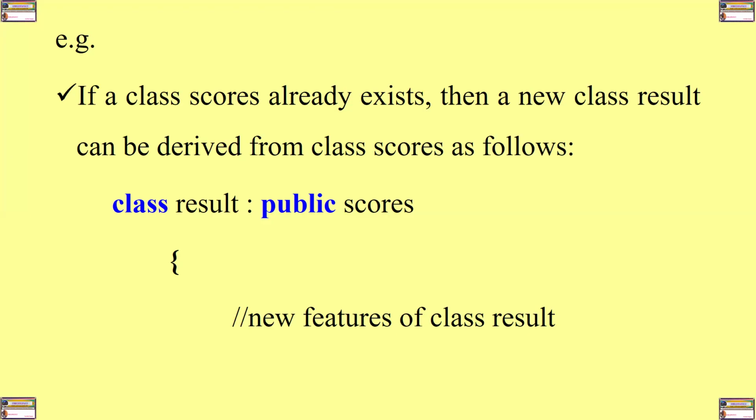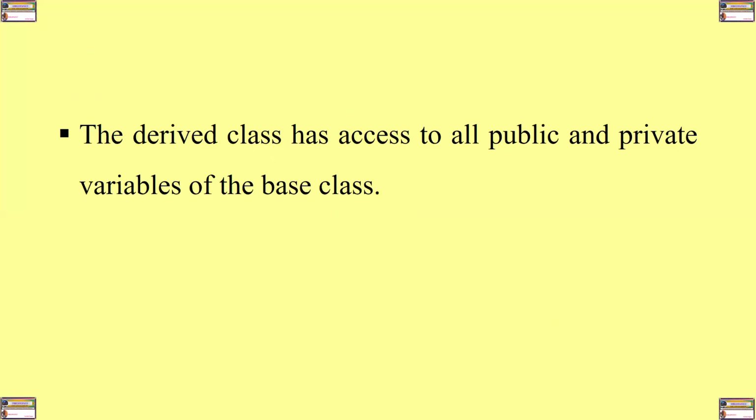We simplify repetition of code. We simplify repetition of methods, and also we avoid repetition of data members. Then you have your closing brace and a semicolon. The derived class has access to all public and private variables of the base class.